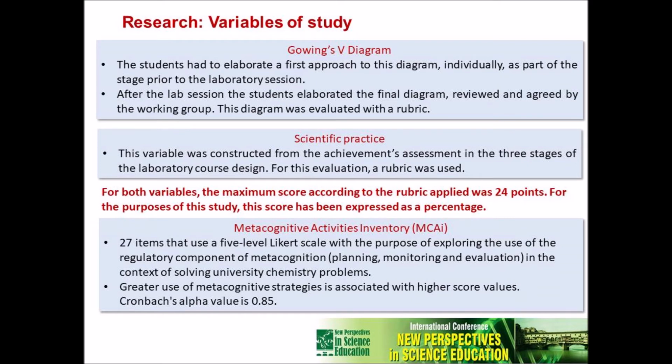The third variable was called metacognitive skills. This variable was evaluated with the metacognitive activities inventory, 27 items that use a 5-level Likert scale with the purpose of exploring the use of the regulatory component of the metacognition, planning, monitoring, and evaluation in the context of solving university chemistry problems. The instrument was applied as pre- and post-test.